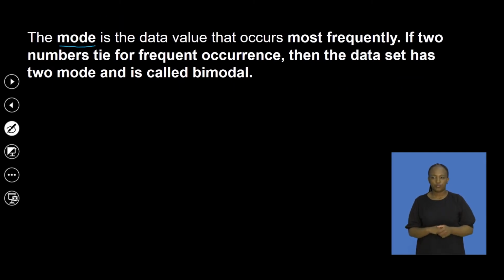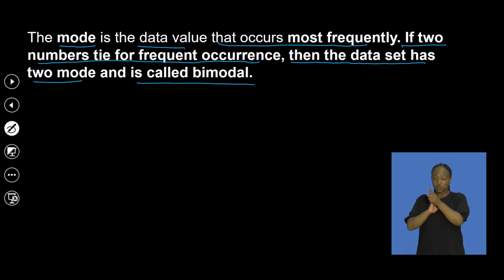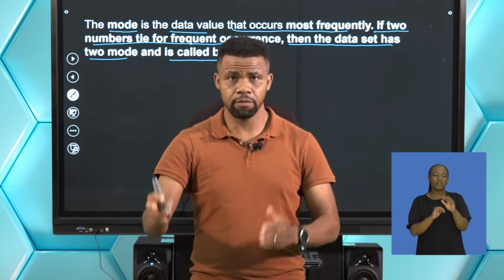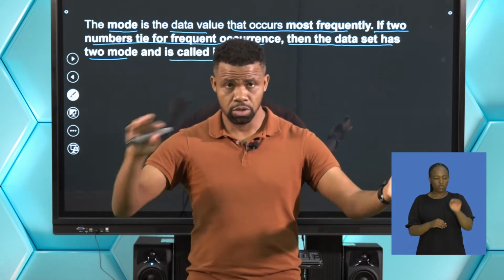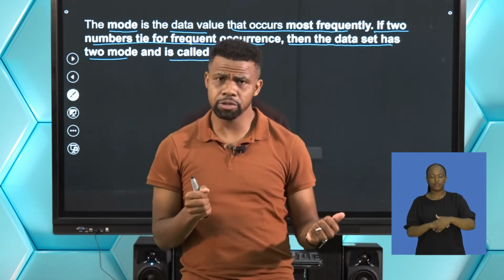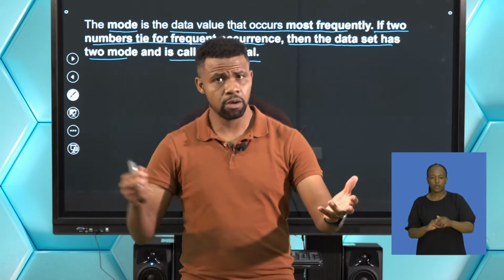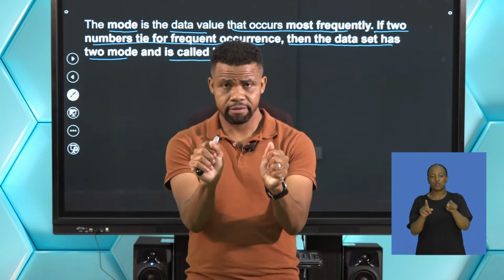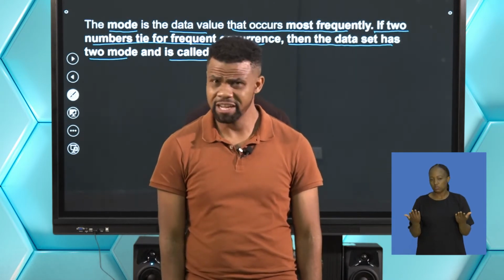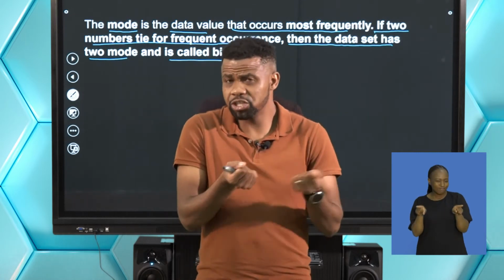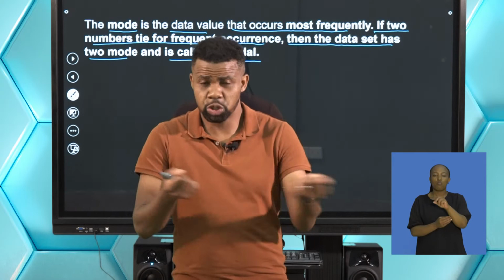So the mode is the data value that occurs most frequently. If two numbers tie in frequency, then the data set has two modes and is called bimodal. So if I have 5, 5, 1, 3, 5 is the mode because 5 is most occurring. But what if I have 2, 2, 3, 3, 1? 2 and 3, they tie. So I have two modes. We'll call that bimodal. It's having two modes. Okay, great. It's possible. Then you can have two modes.